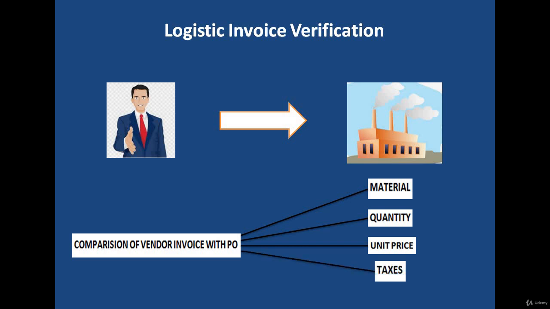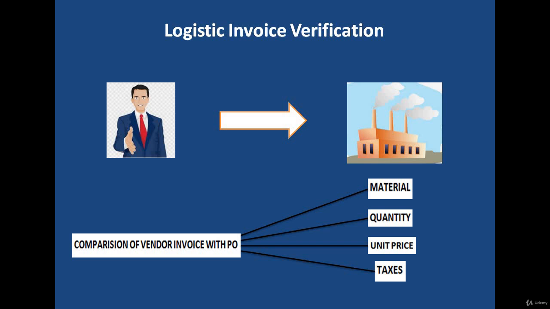And taxes: the vendor should have added the right taxes in the invoice as per the purchase order reference. So the company makes a comparison based on all these parameters, and then it finds the vendor invoice a suitable one for which the payment can be made. So this step is called logistic invoice verification.